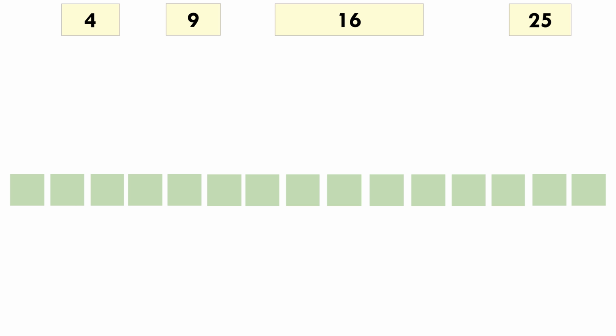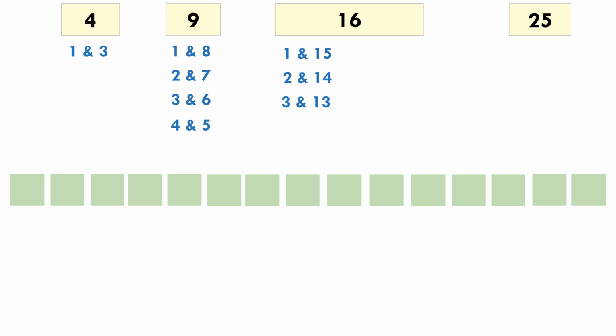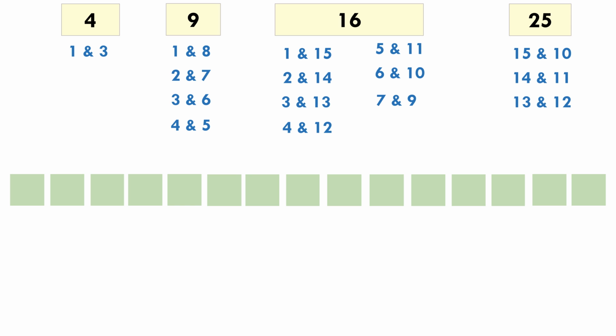So, for 4, it can be 1 and 3. For 9, it can be 1 and 8, 2 and 7, 3 and 6, and 4 and 5. For 16, it can be 1 and 15, 2 and 14, 3 and 13, 4 and 12, 5 and 11, 6 and 10, and 7 and 9. And for 25, it can be 15 and 10, 14 and 11, and 13 and 12.